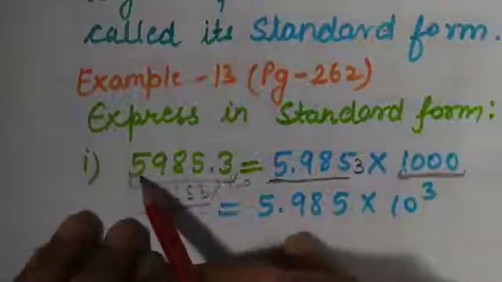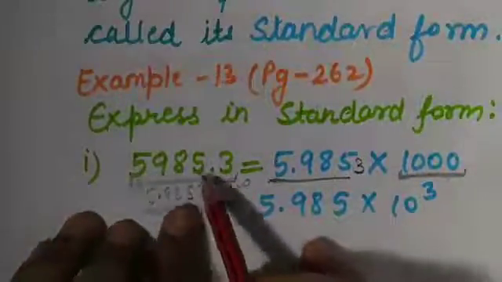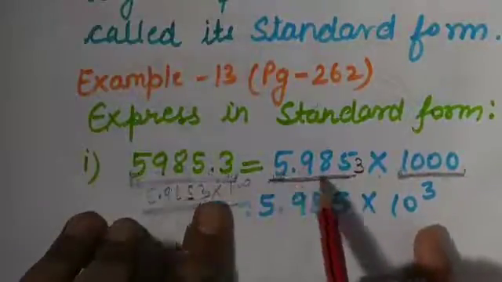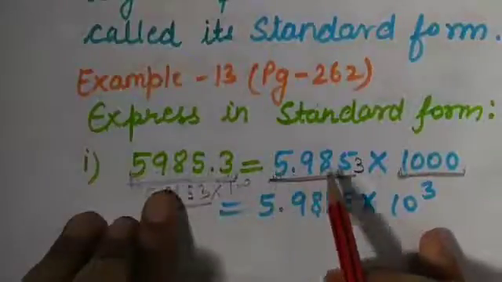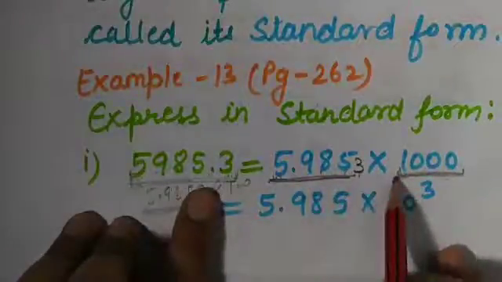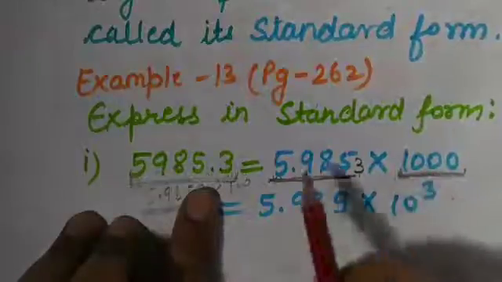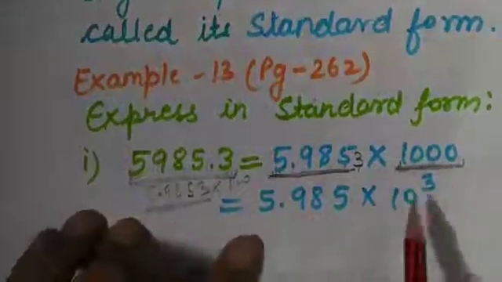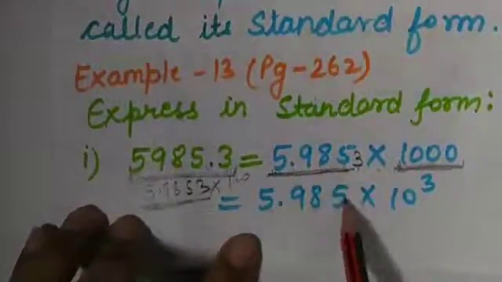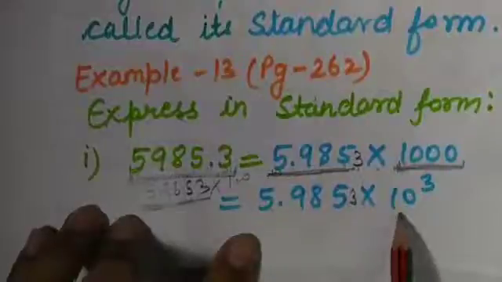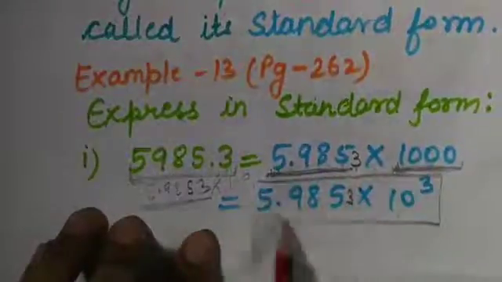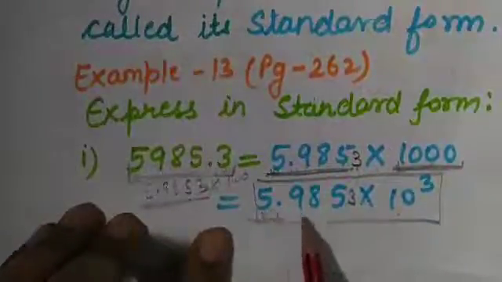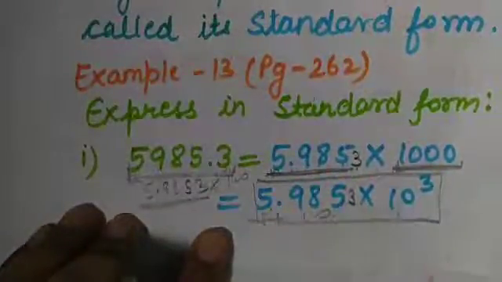Then we can say the number is in standard form. Okay, so 5985.3, I will first express this number as a decimal between 1 to 10. So this can be written as 5.9853 into 1000. Okay, I have shifted the decimal here, so I have to multiply by 1000. Now 5.9853 into 10 to the power 3. This is the standard form. Okay, I have expressed this number as a decimal between 1 to 10 and including the powers of 10.